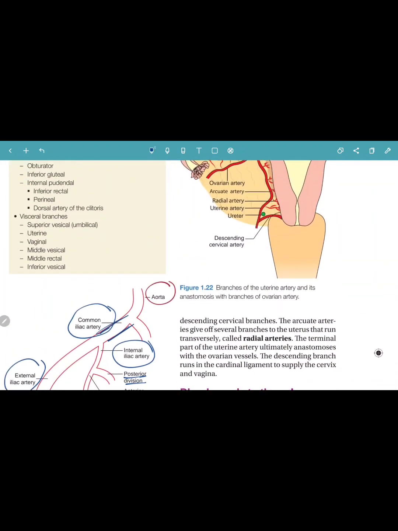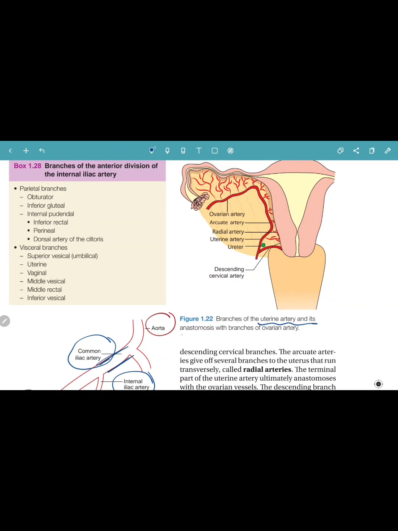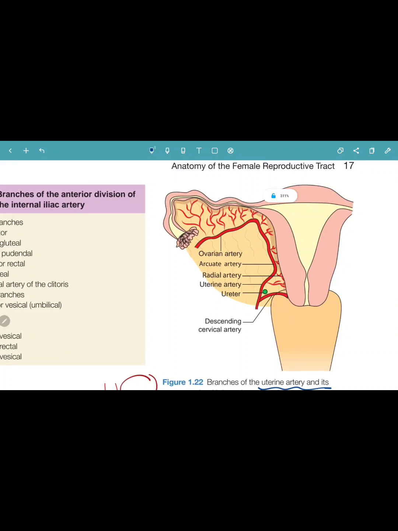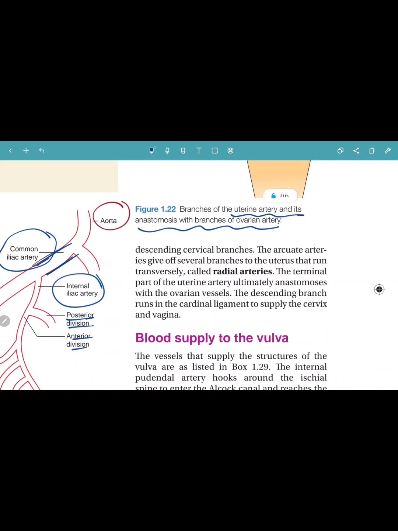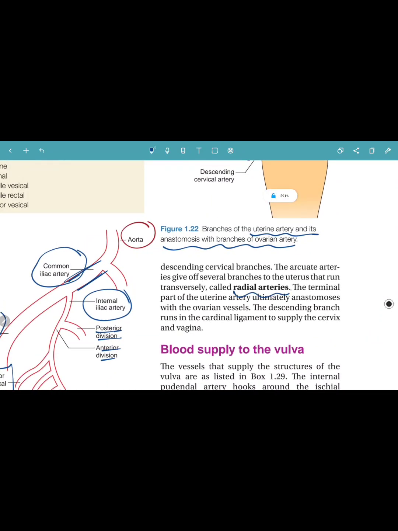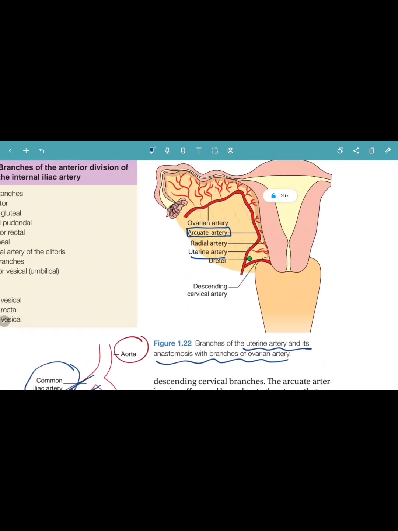Now the branches of the uterine artery and its anastomosis with branches of the ovarian artery. This is a beautiful diagram. This is your ovarian artery, and you have the arcuate artery, which is a branch of the uterine artery coming from below. The arcuate artery and the ovarian artery will do anastomosis. The arcuate arteries give off several branches known as radial arteries.